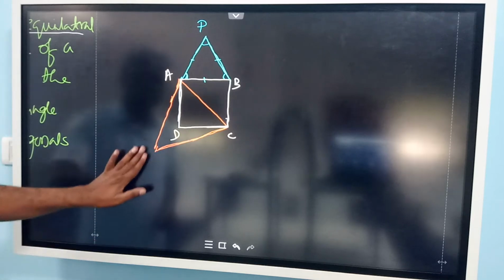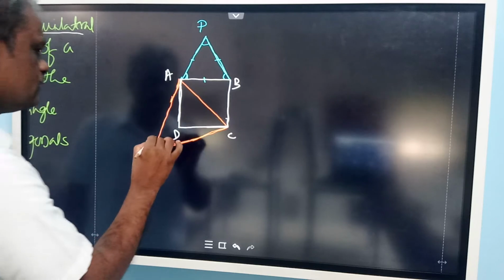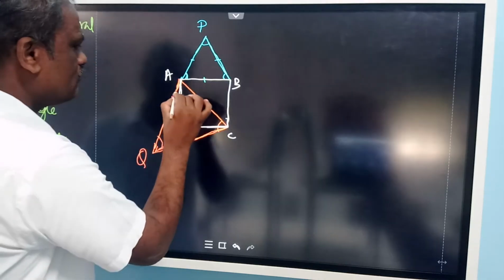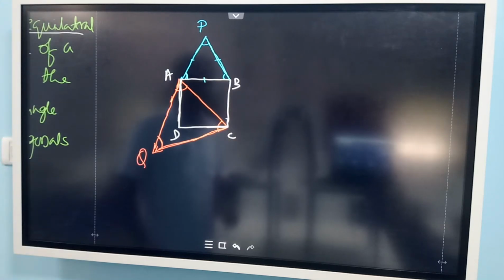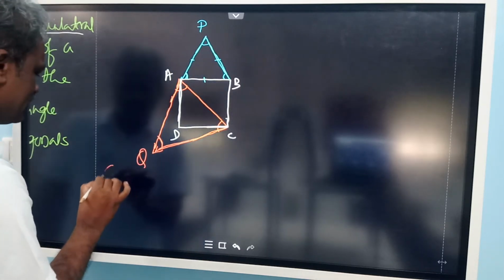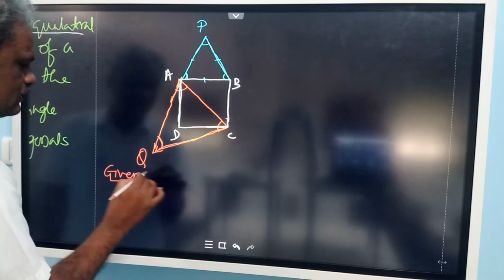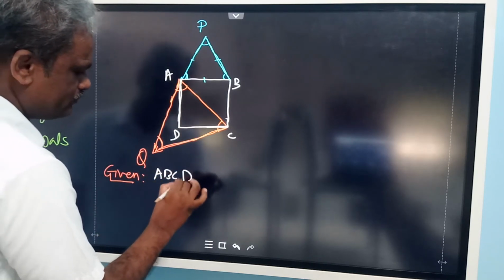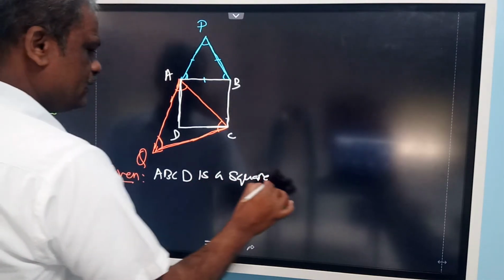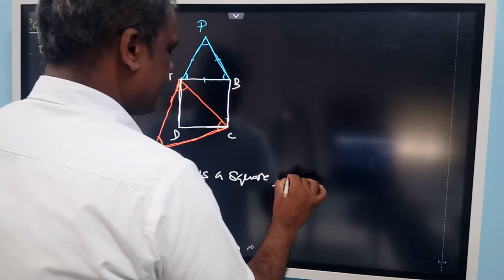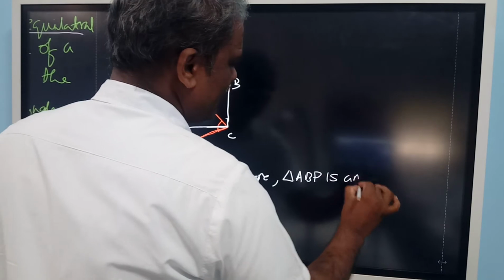You can call this Q. Now these angles are also equal. It is an equilateral triangle described on the diagonal AC here. So what you have to prove: given ABCD is a square, and triangle ABP is an equilateral triangle.